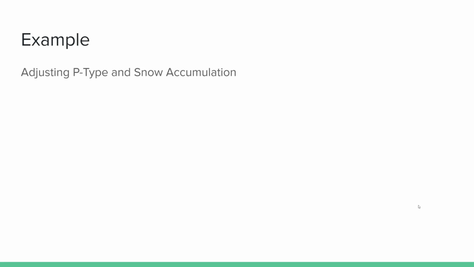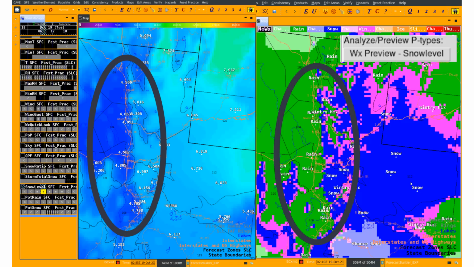Now, all of that background is well and great, but let's look at an example of how this might be used in reality to achieve the desired weather types and snow accumulations. For this example, we are going to concentrate on the heavily populated Wasatch Front corridor here in Utah. This includes Ogden, Salt Lake City, and Provo, and the heavily trafficked Interstate 15 corridor.